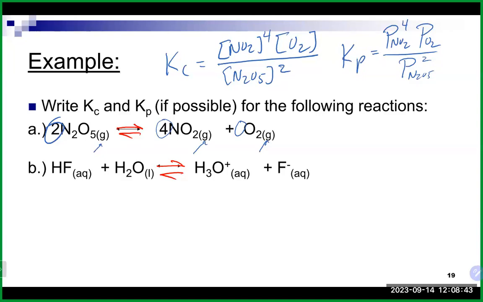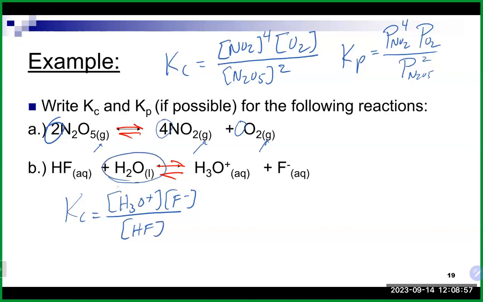Looking at our bottom one here, we're going to do our Kc, which again will be our products, so our H3O plus times our F minus divided by our HF. And what about the water? Am I including it? I am not. Again, it's a pure liquid, so it would not be included.